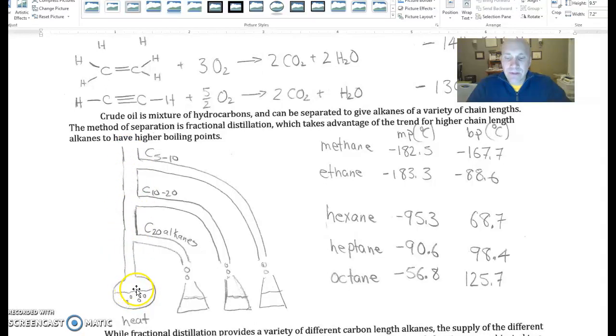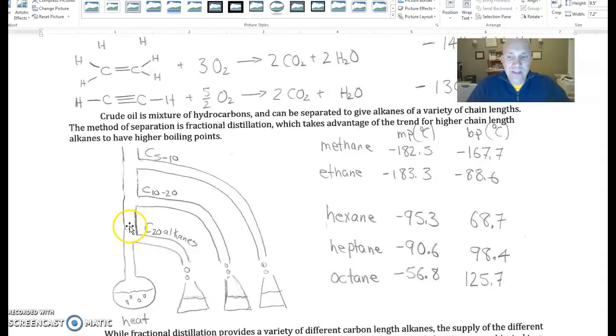And so what happens is that as you heat this, eventually the materials in this are going to start to boil. When it boils, the gas, the vapor, is going to start to rise through the column. Well, ask yourself this. What's going to be able to go higher? Things with higher boiling points or lower boiling points?